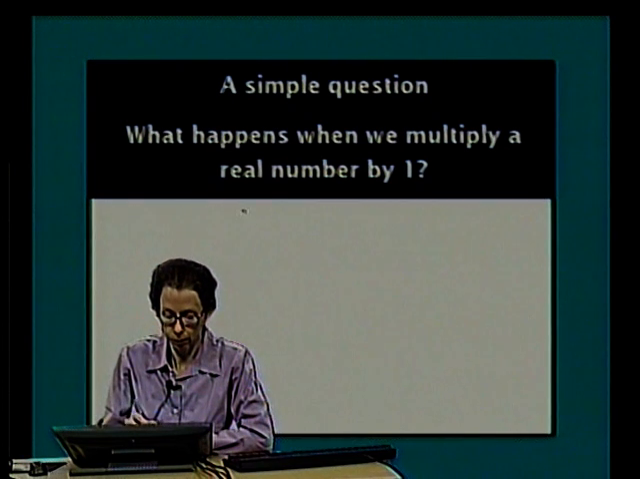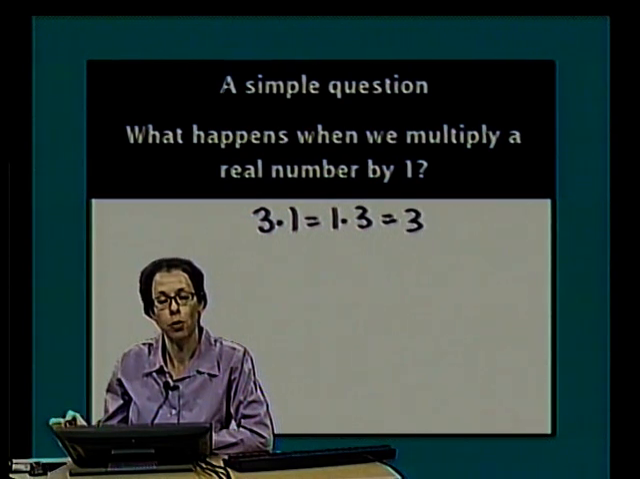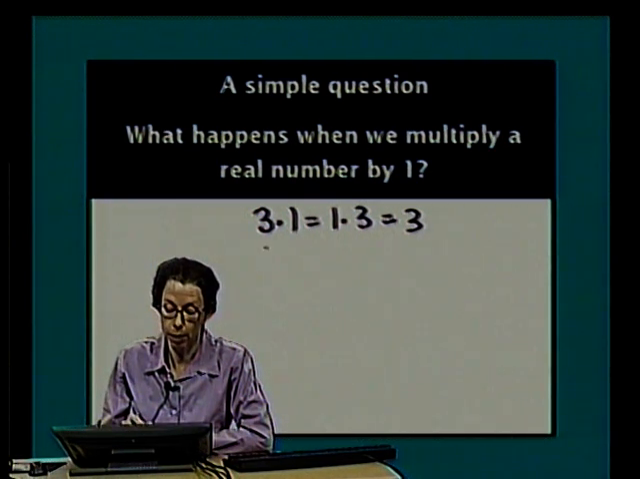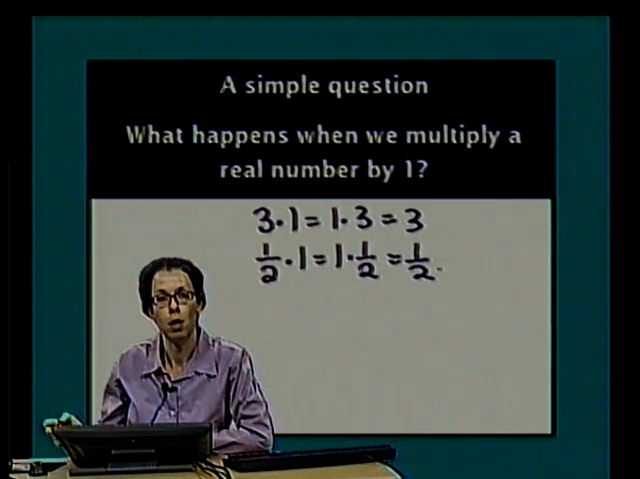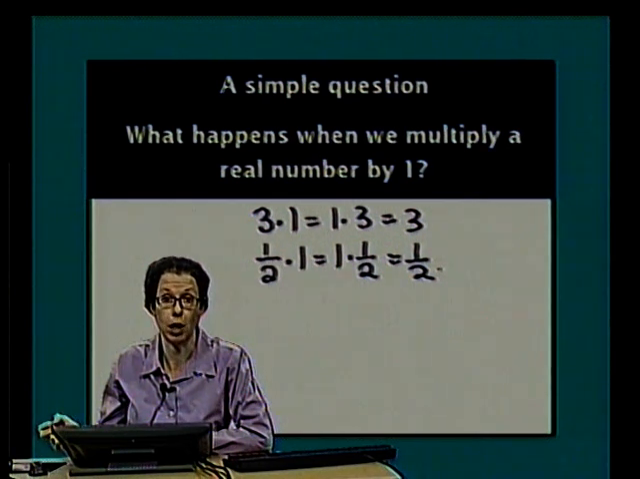Well, 3 times 1 is the same as 1 times 3, and that's 3. So when we multiply a positive number by 1, that leaves the result unchanged. Same thing is true with a fraction. 1/2 times 1 is the same as 1 times 1/2, which is just 1/2. So when I throw a factor of 1 into the product, it doesn't change the product at all. And 1 is called the multiplicative identity.